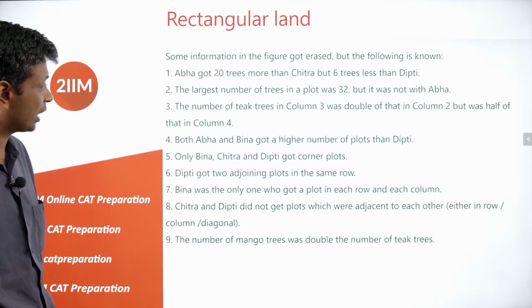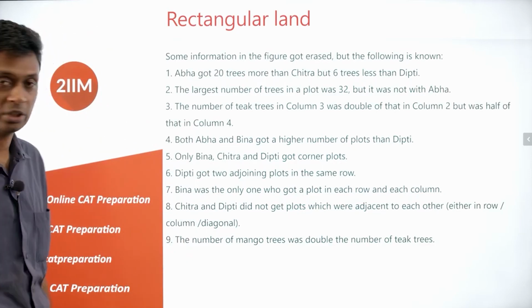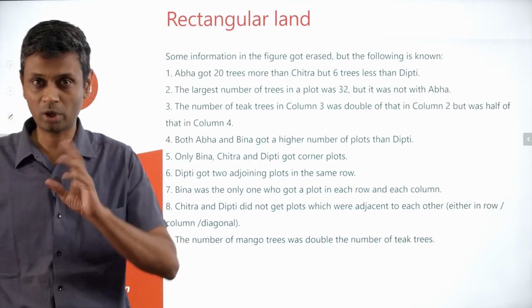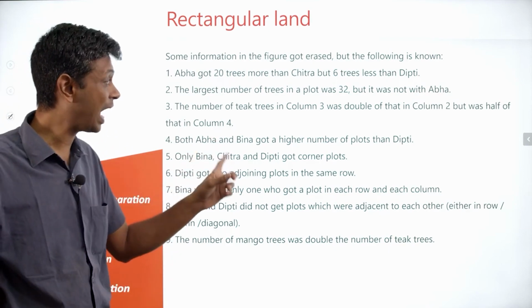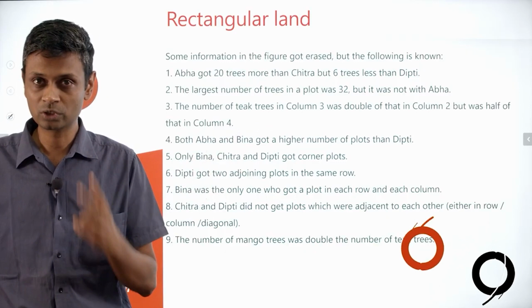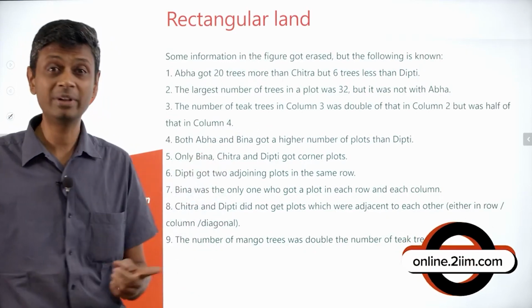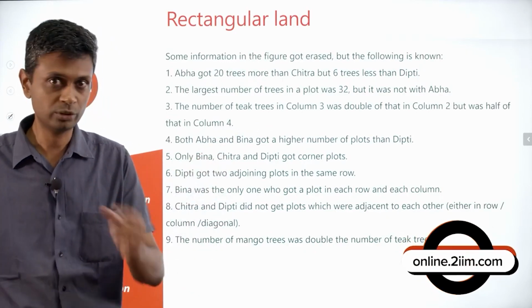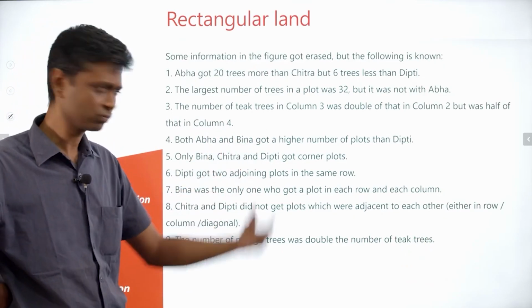Both Abba and Bina got a higher number of plots than Deepti. Everybody gets an even number of plots. Abba and Bina got a higher number of plots than Deepti. The minimum anyone should have got is 2. The minimum Abba and Bina got should have been therefore 4. Right? So it's very interesting. That gives away a lot.